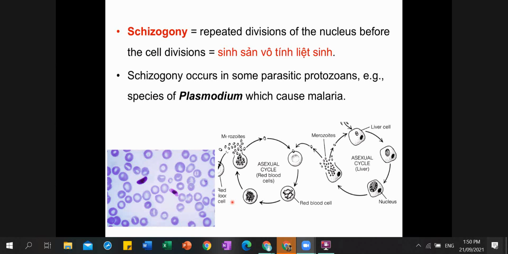Right? So somehow they are smart enough to overcome the immune system, especially before they invade the liver. But eventually, after several processes, they form something that is taken back by the mosquitoes. You will learn about it when you look at the life cycles of parasites.